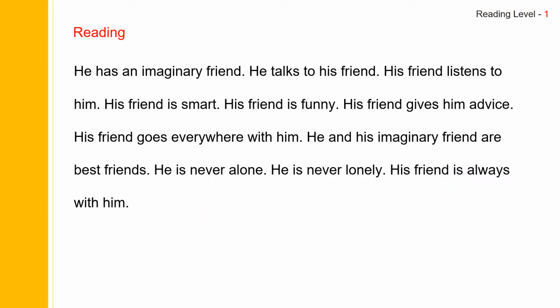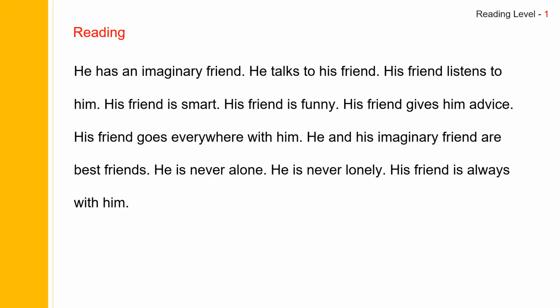Now let us read a story. He has an imaginary friend. He talks to his friend. His friend listens to him. His friend is smart. His friend is funny. His friend gives him advice. His friend goes everywhere with him. He and his imaginary friend are best friends. He's never alone. He's never lonely. His friend is always with him.